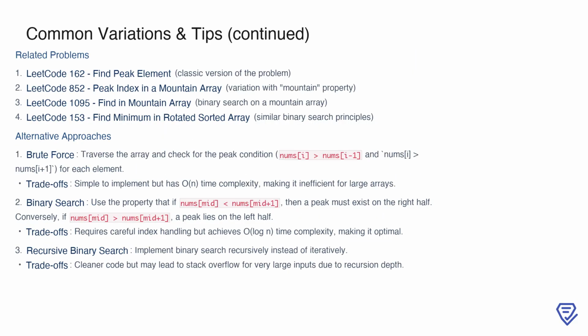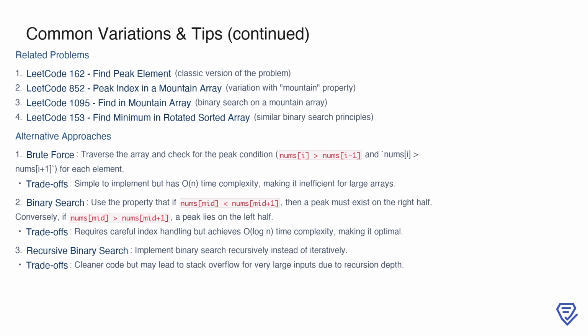This problem is closely related to other variations that you might encounter. For example, LeetCode 852, peak index in a mountain array, involves finding the peak in an array with a mountain property, and LeetCode 1095, find in mountain array, builds on this with additional constraints. Another related problem is LeetCode 153, find minimum in rotated sorted array, which also uses binary search principles.